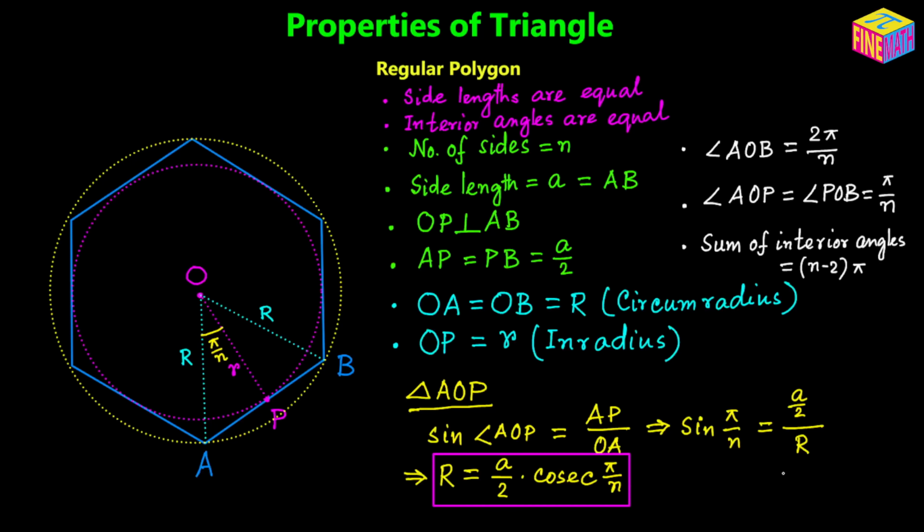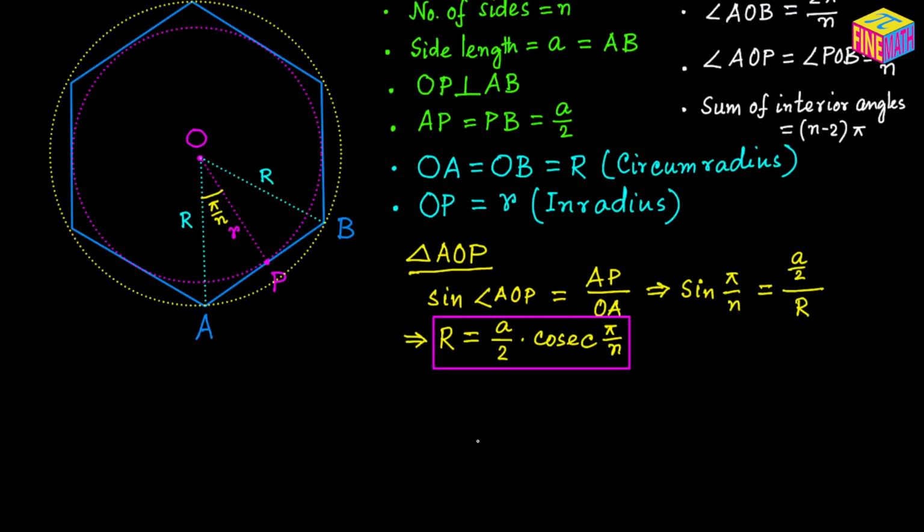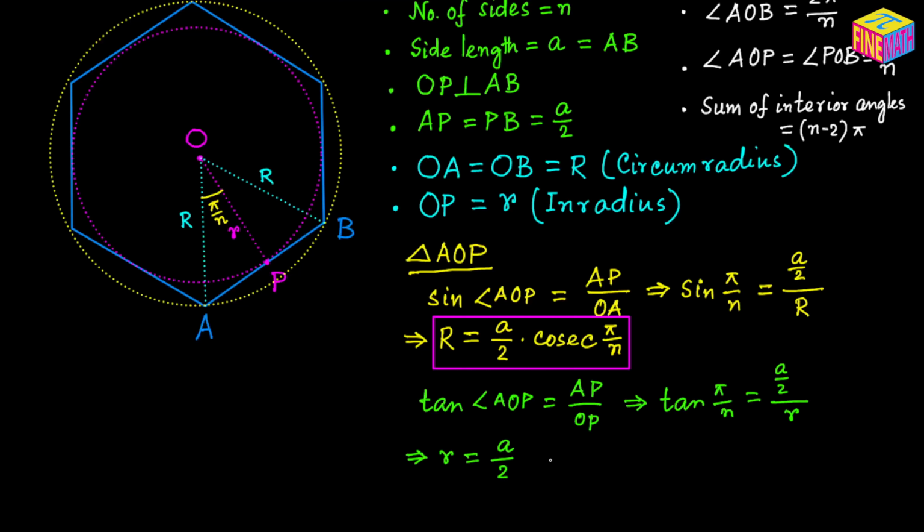Next we are going to calculate the size of the inradius. In the same triangle, let's now take the tangent ratio of the angle AOP. That will be opposite over adjacent, which is AP over OP. Angle AOP is pi over n, so tangent of pi over n is equal to AP over OP. AP is half of A, and OP is the inradius, lowercase r. From here we can say that the inradius, lowercase r, is equal to half of A times cotangent of pi over n, and let me highlight that too.